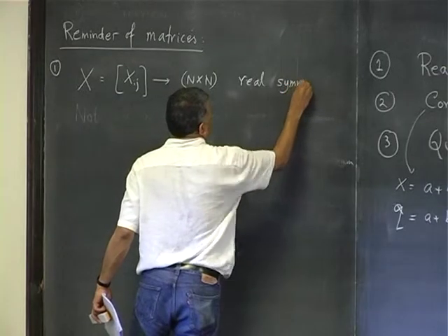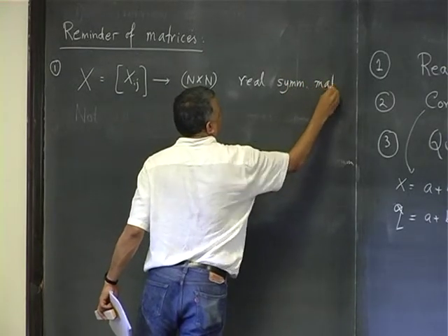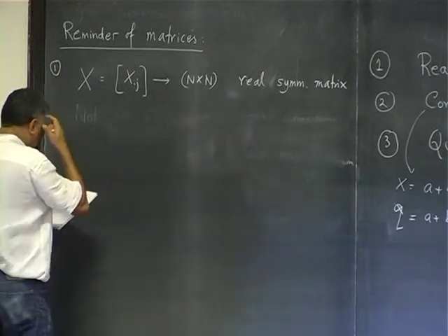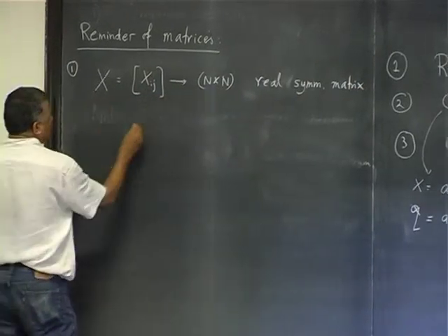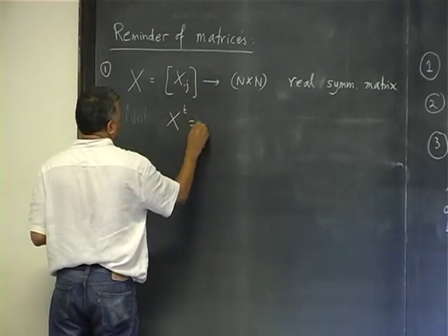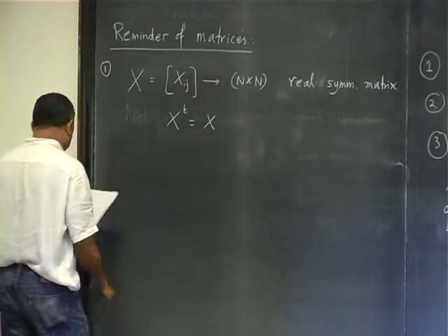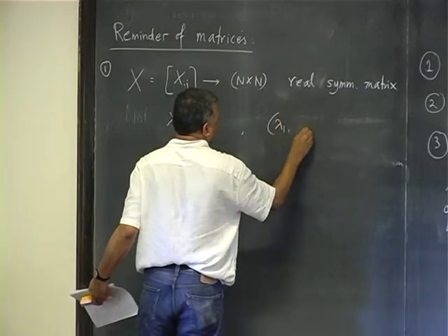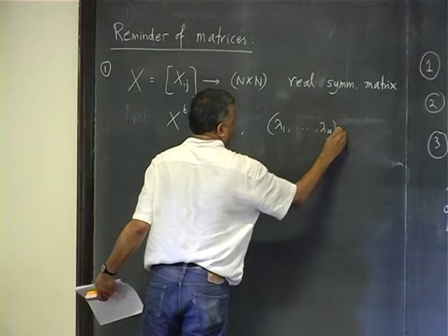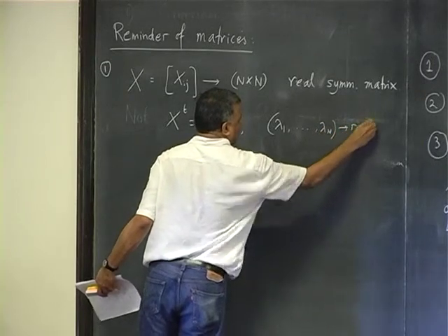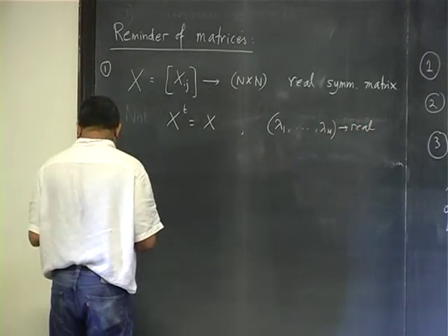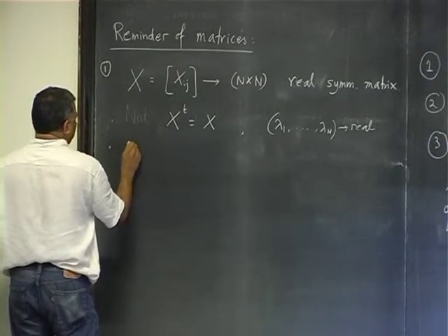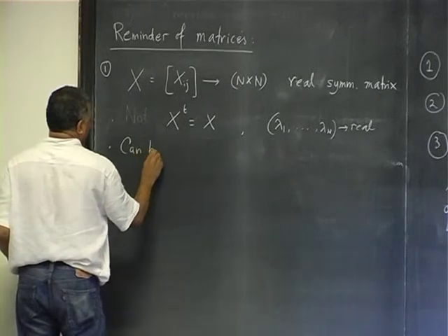I'll talk about only trivial things. If the matrix is real symmetric, that means X transpose is the same as X, so all the eigenvalues are real. This matrix can be diagonalized by an orthogonal transformation.